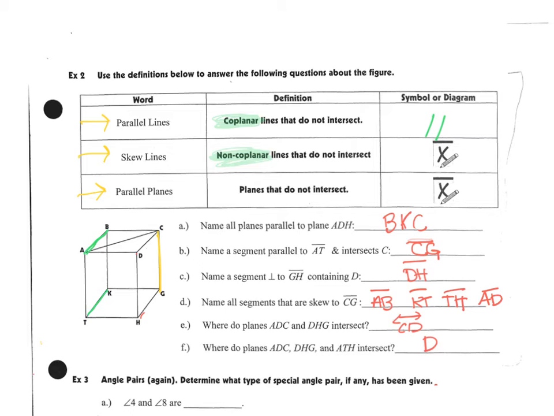Segment KT, segment TH, and segment AD. All other line segments are either in the same plane or they intersect.